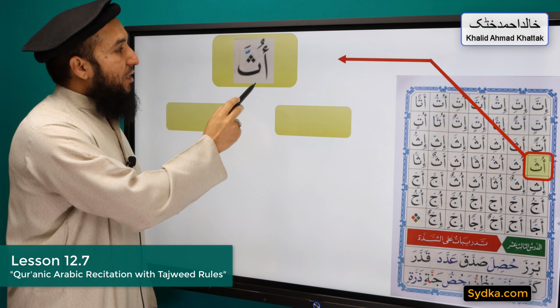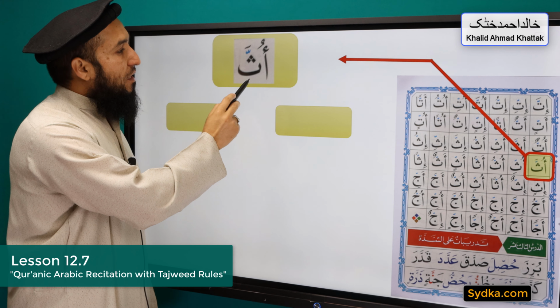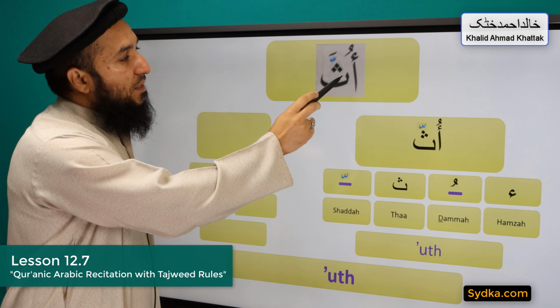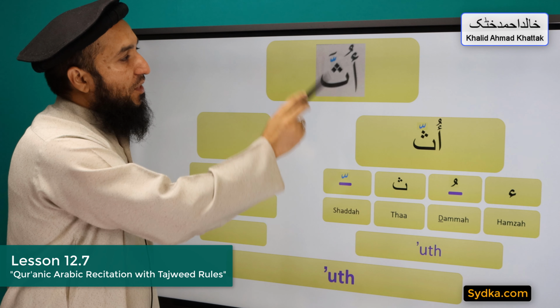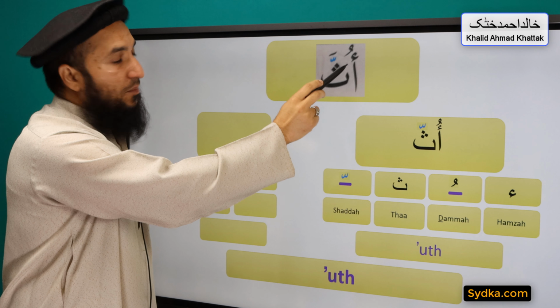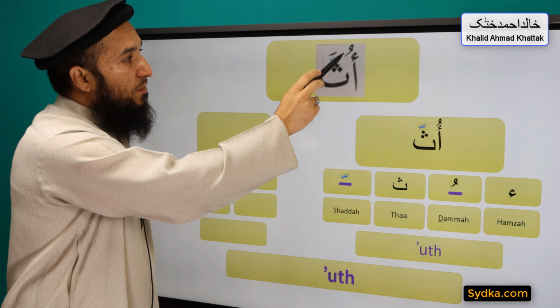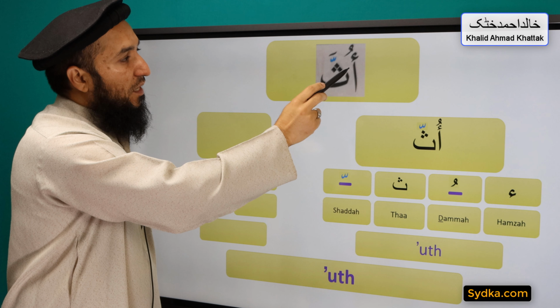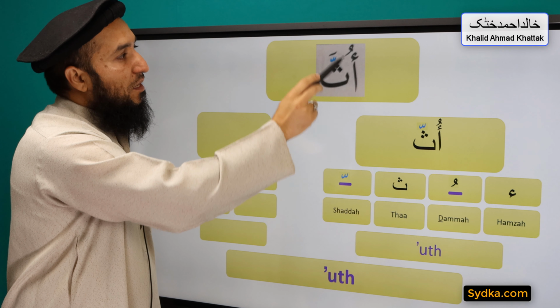The next word we have is utha, and it can be divided into two syllables. The first syllable we have is hamza, dhamma, tha, shadda, uth. Hamza is a light letter, it has dhamma on top of it, it is followed by tha, tha has a shadda. This alif is silent and it is used as a chair for hamza.